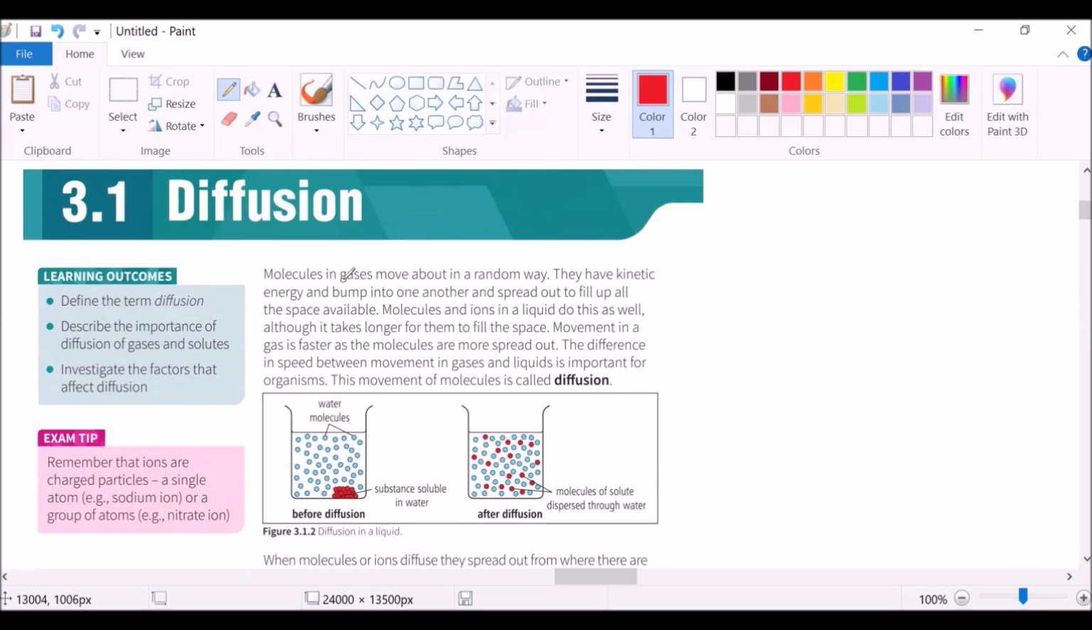Diffusion. Molecules in gases move about in a random way. They have kinetic energy and bump into one another and spread out to fill up all the space available. Molecules of ions dissolved in a liquid do this as well, although it takes longer for them to fill the space. Movement in a gas is faster as the molecules are more spread out. The difference in speed between movement in gases and liquids is important for organisms. This movement of molecules is called diffusion.